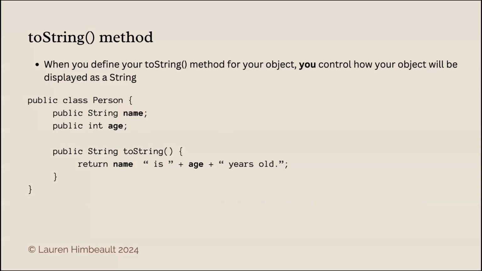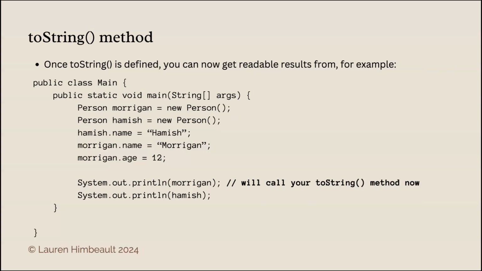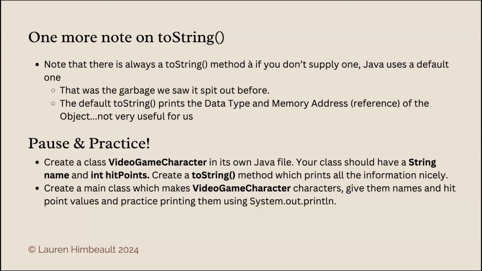So we have defined it, and we get to control how our object displays as a string. Now that it's done, it's very easy for us to call this print line, pass in our object, and we see things come out exactly as we would want it to.